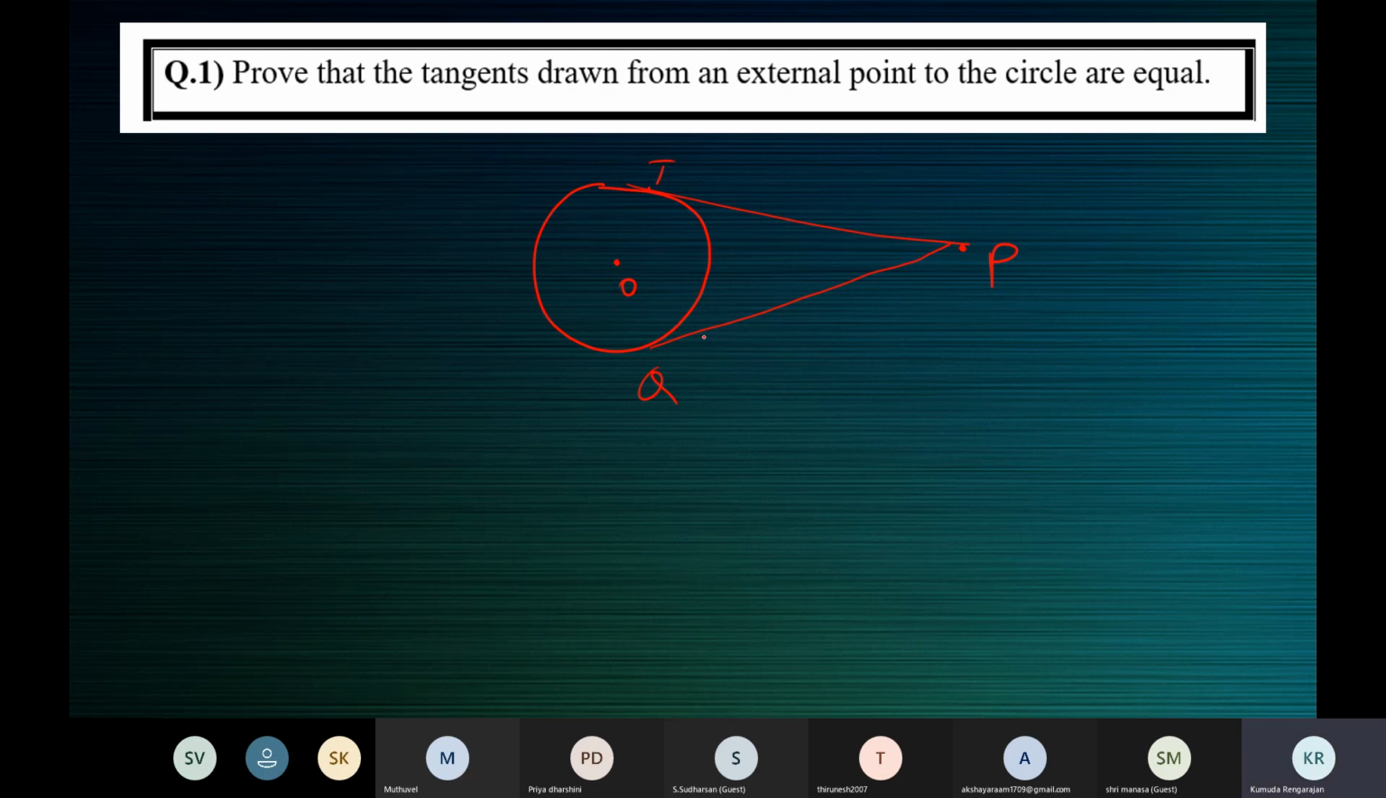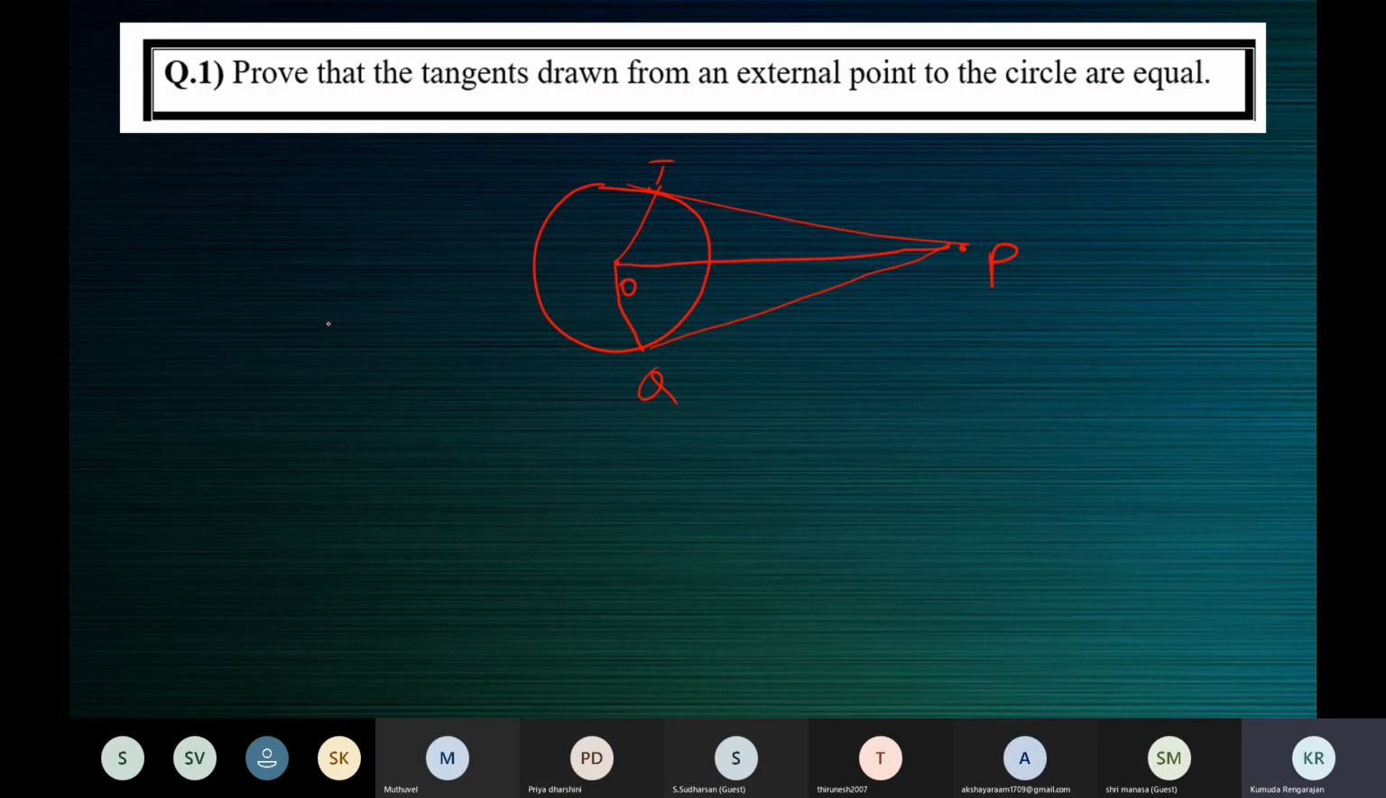So we have a circle with center O, external point P. Let PT and PQ be the tangents from the external point P to the circle. Now after this, children, what should you join? Join OT, OQ and OP. Okay, very good. So join all this, correct.